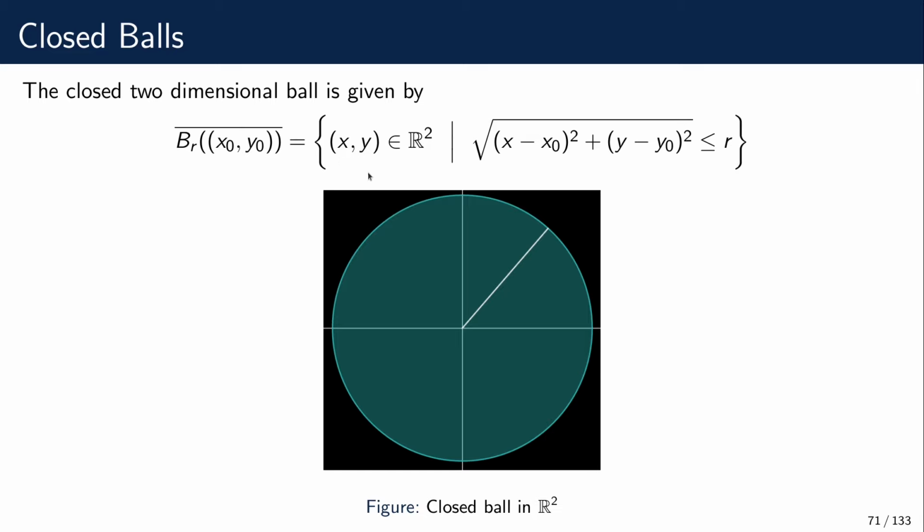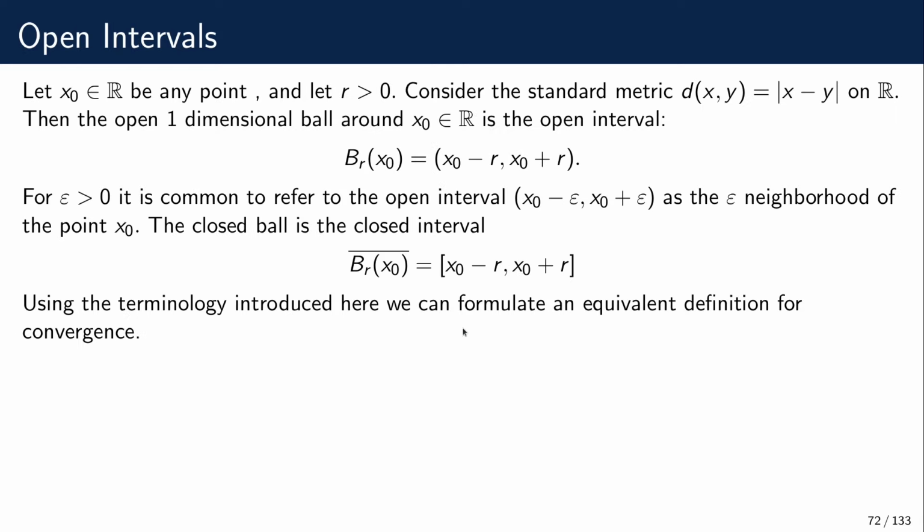And so, of course, this is the collection of all points in the plane whose distance is smaller or equal than this radius r. And yeah, this doesn't necessarily have to be the origin. This is the point x0, y0 here, right? Okay, and so what does it mean to have a ball in one dimension, a ball in R, right?